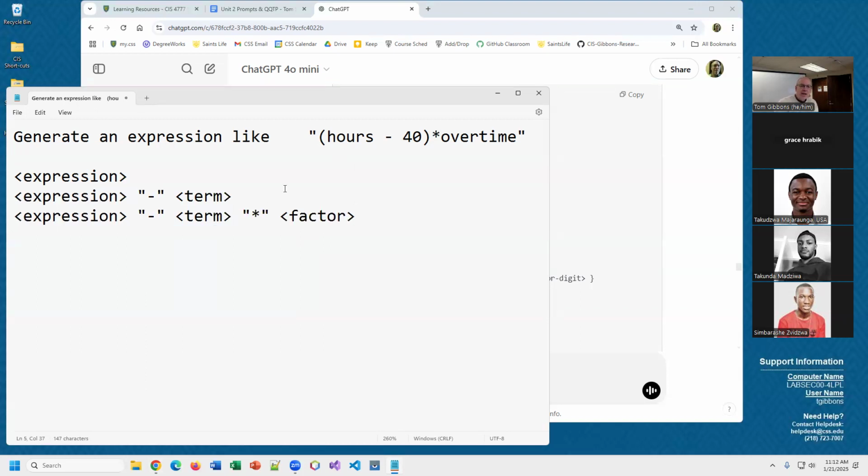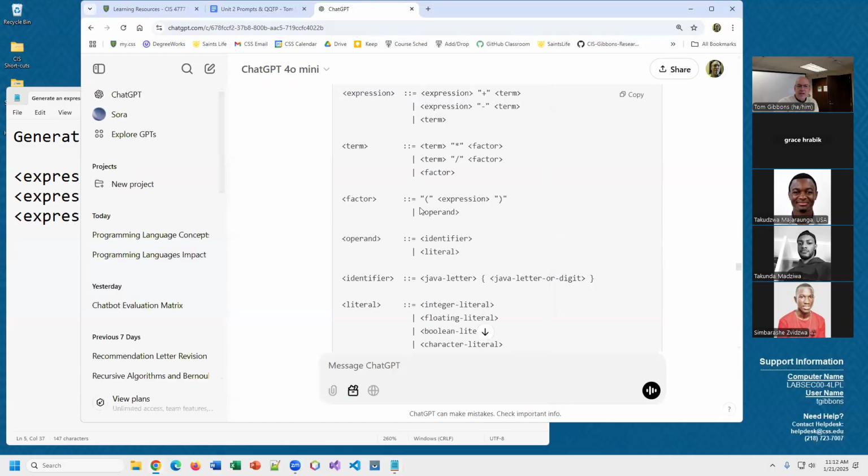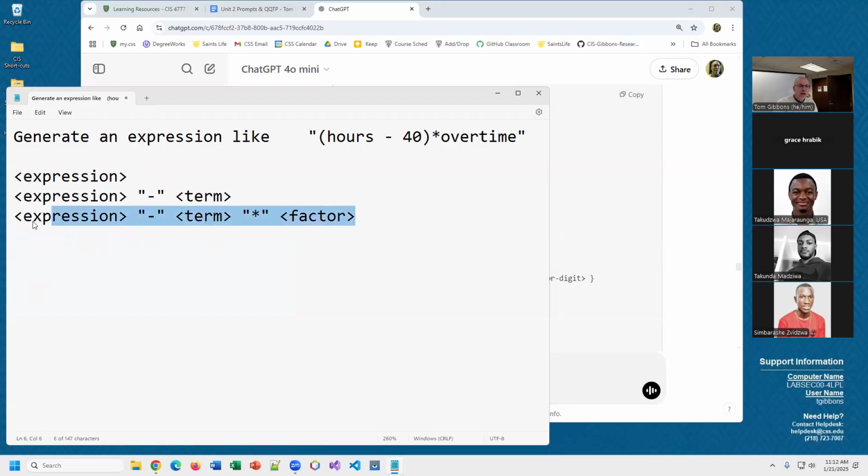So I've got my minus and I've got my multiplication in here and a factor for that. And then like factor, I can put parentheses around that if I want, or I can just have an operator. So I'm just going to replace that with an operator here.